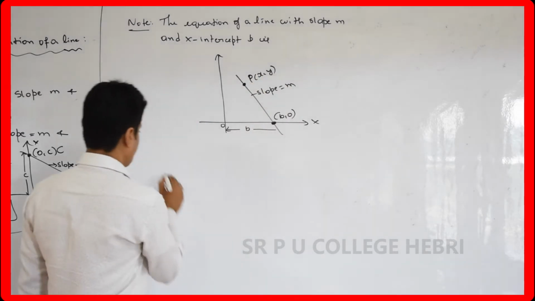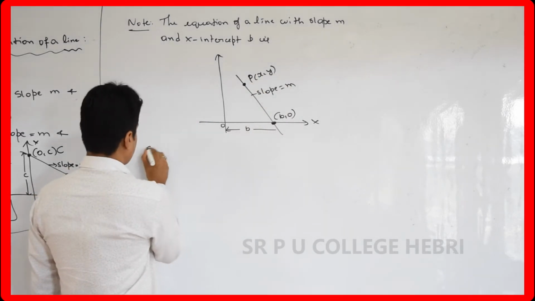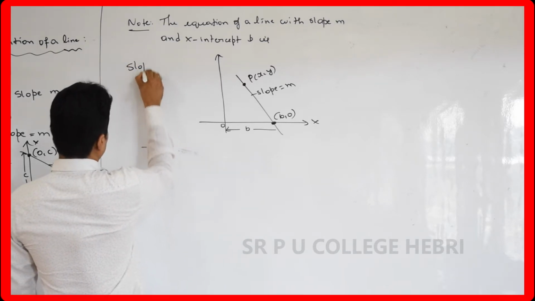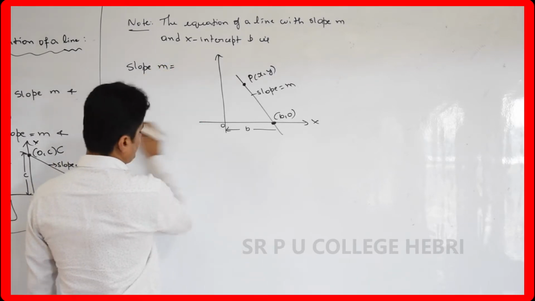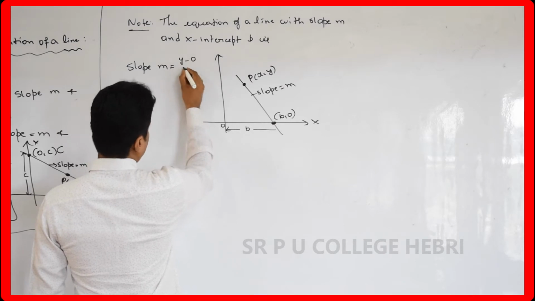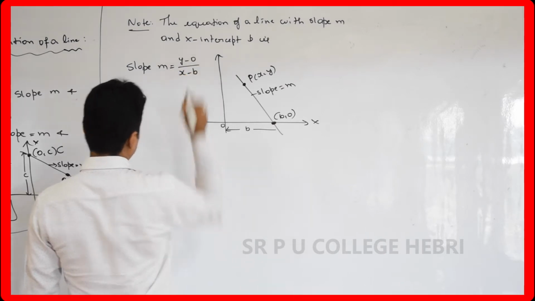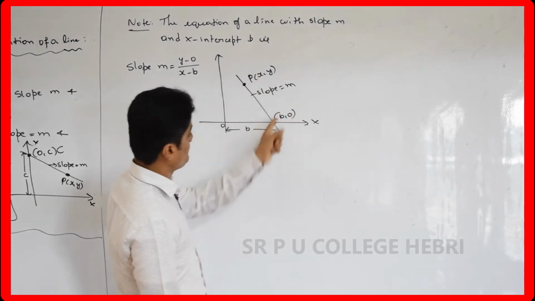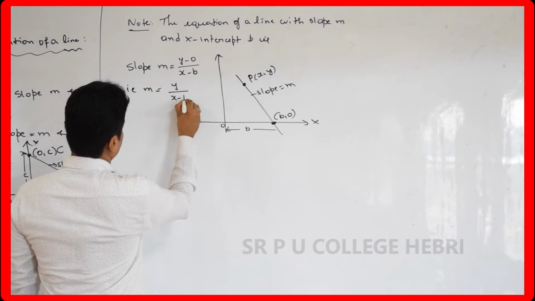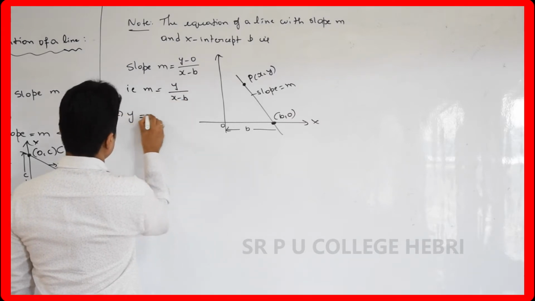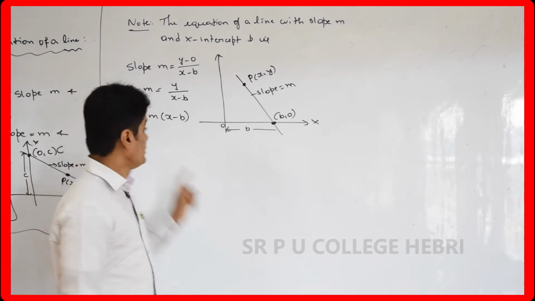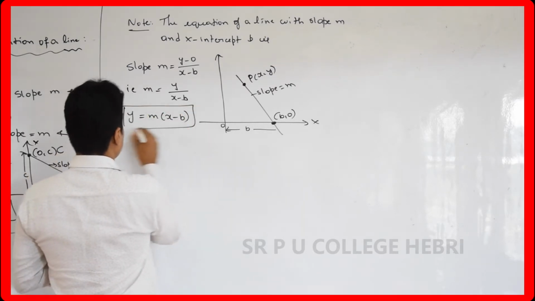Now according to the concept which we learned in the last class, slope m is equal to (y2 minus y1) divided by (x2 minus x1), that is (y minus 0) divided by (x minus b). So m is equal to y by (x minus b). This implies y is equal to m into (x minus b). So this is the equation of a straight line with the x intercept and slope given.